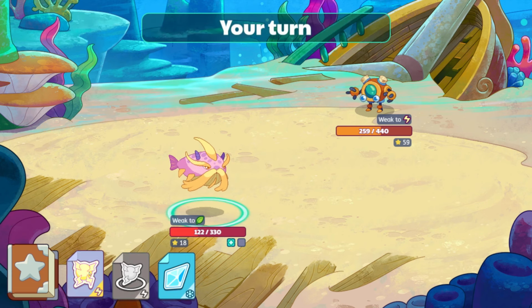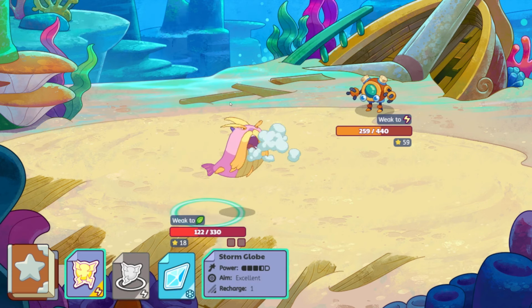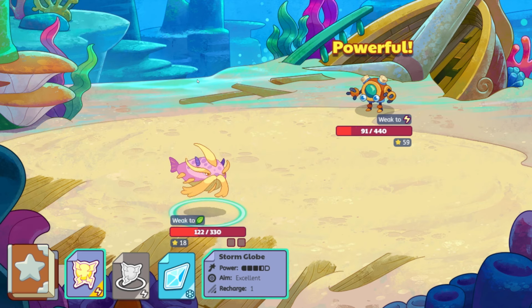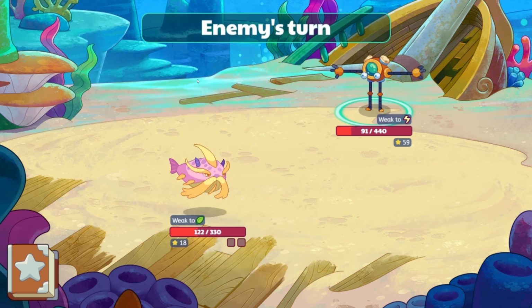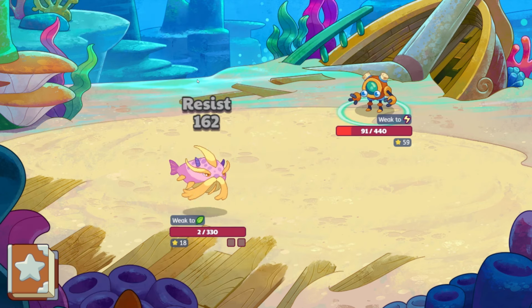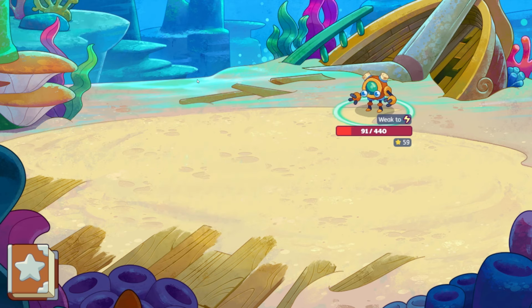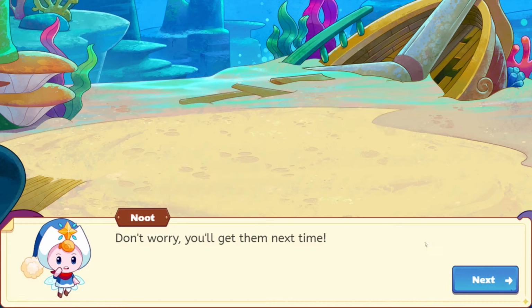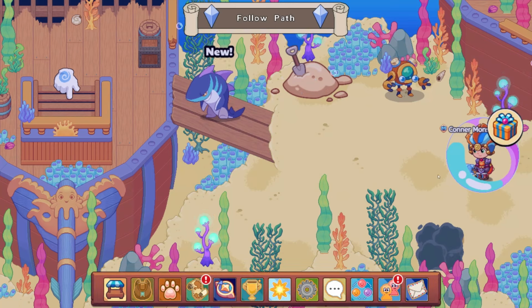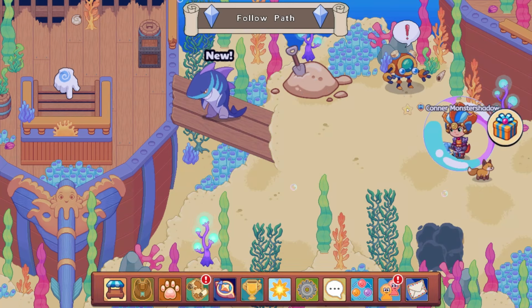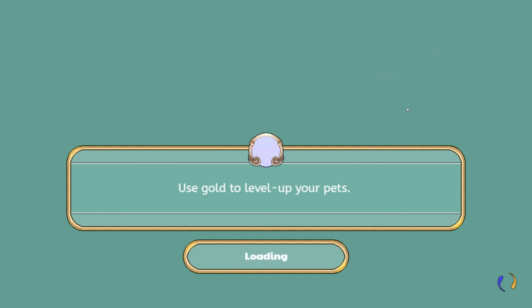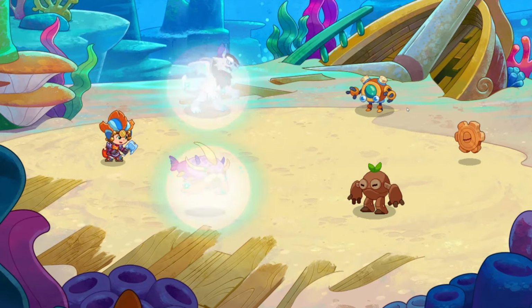All right, this is ready now. Storm Globe is not strong enough because we're only level 18. Need another fumble. Nope, we did not get that fumble. We will get it next time. That's right, Newt. All right, so let's go ahead and come on up over here and try one more time.